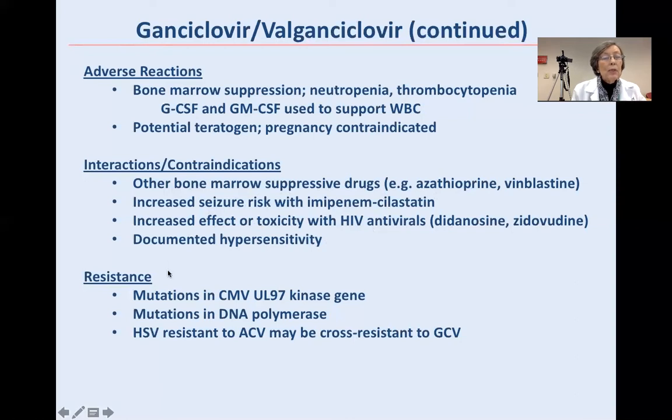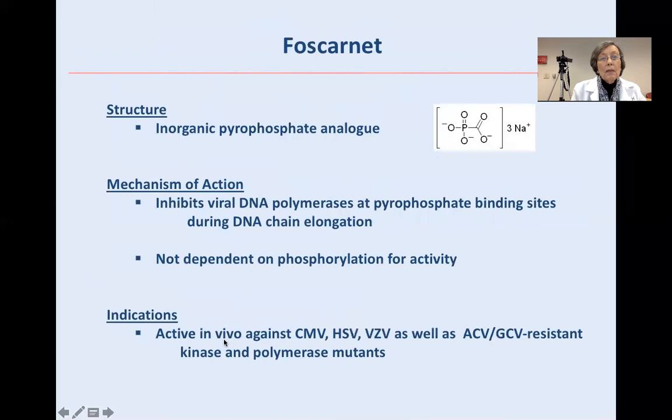Now, again, we usually treat for a long time, and there's a tendency to pull out drug resistance mutants. And the CMV UL97 kinase is a major target for that resistance. We also have mutations in the DNA polymerase, similar to what we saw with HSV. So HSV that's resistant to acyclovir is likely to be cross-resistant to ganciclovir. So you can't use ganciclovir as a secondary drug for drug-resistant HSV. So those are our nucleoside analogs.